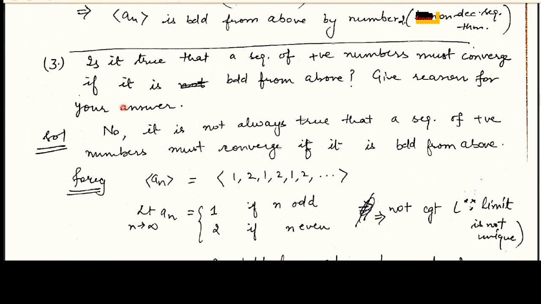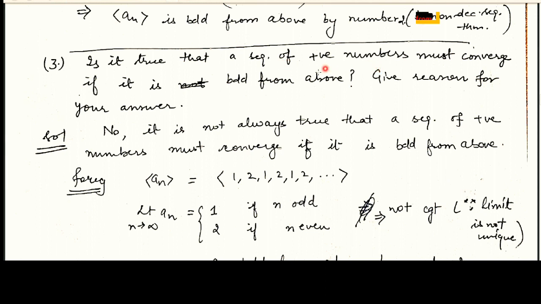Now the next question. This question says: is it true that a sequence of positive numbers must converge if it is bounded from above? Give reason for your answer. Now what is given to us? We are given that a sequence is a sequence with positive numbers. A sequence is bounded from above.